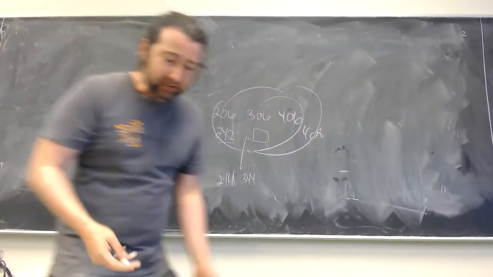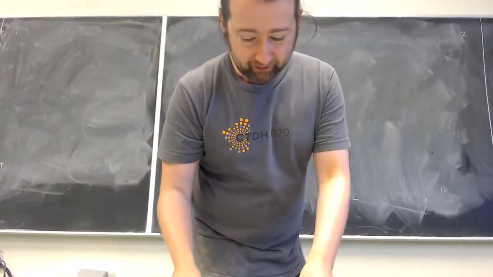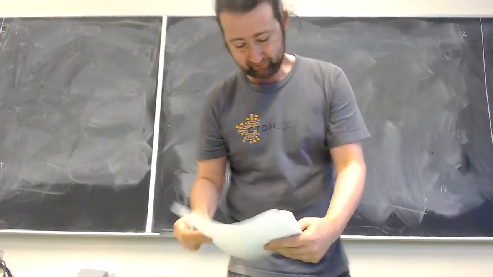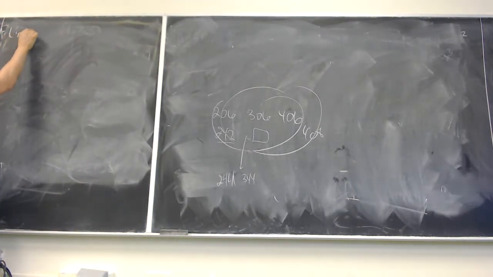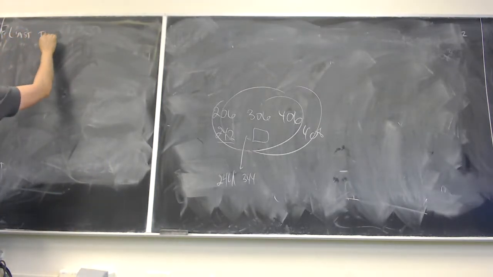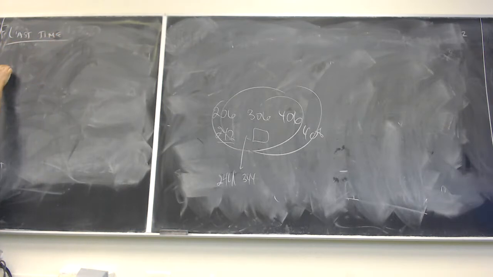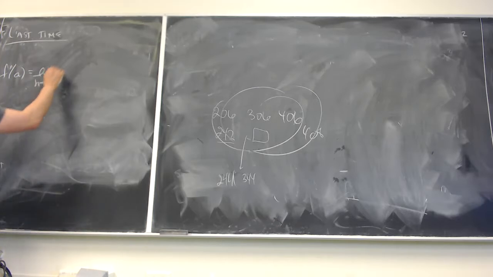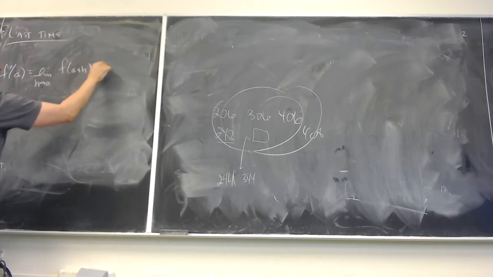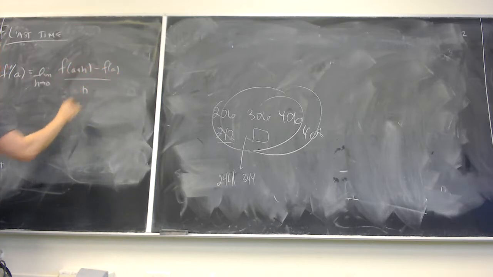Okay, so last time we talked about what the derivative was. Last time we finished up with this definition. We said that f prime of a was equal to the limit as h goes to 0. Somebody else provided a different definition of the derivative, but we're going to use the h goes to 0 one for computational reasons: f of a plus h minus f of a over h.